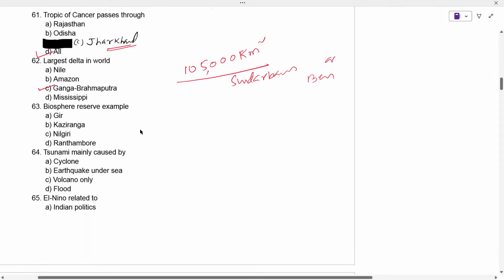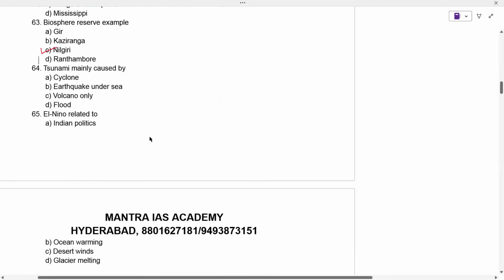Biosphere reserve, which is the example of this here. One of the things we have taken, of course, 4 are there: Gir, Kaziranga, Nilgiri, and Ranthambore. But the answer for this is Nilgiri. So you understood, South India. Now, tsunami mainly caused by A, cyclone, B, earthquake under sea, C, volcano only, D, flood. No doubt the answer for this question, my dear, earthquake under sea.